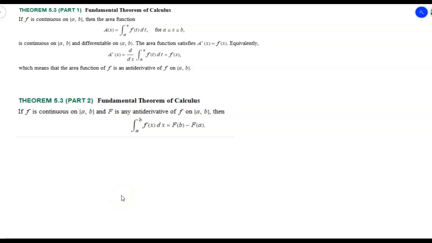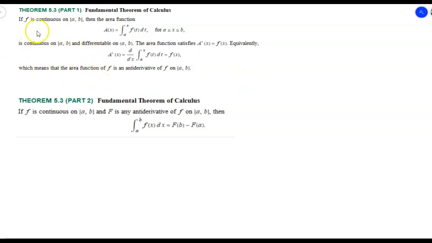Hey everybody, this is Mr. Beckstrom, and today we are going to finally take a look at section 5.3, the fundamental theorem of calculus. So this is pretty much everything we've been building up to.